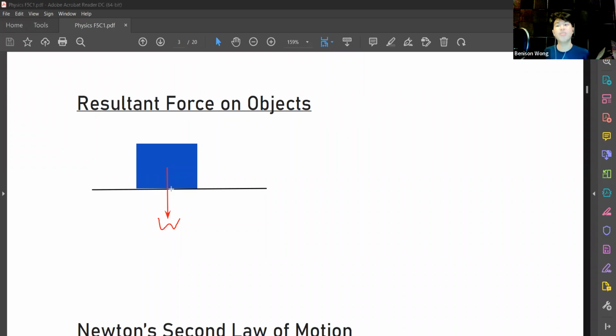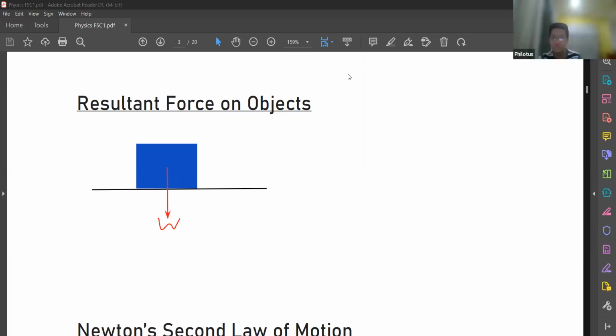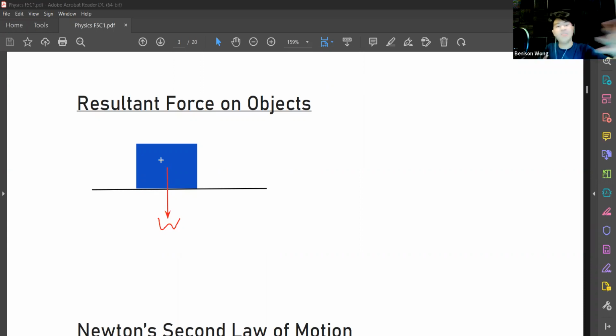Because Newton's third law of motion states that every action will have a reaction in the opposite direction with the same magnitude. So there is another force. Let's say the object's weight is 50 Newton. The object pushes the ground with 50 Newton. The ground will push the object back with 50 Newtons. The ground will exert back another force, same magnitude, to the object.